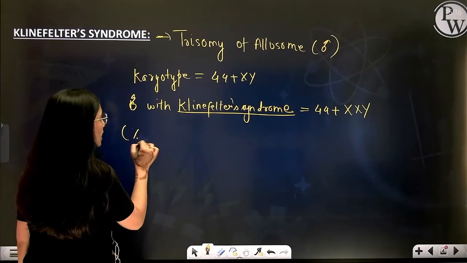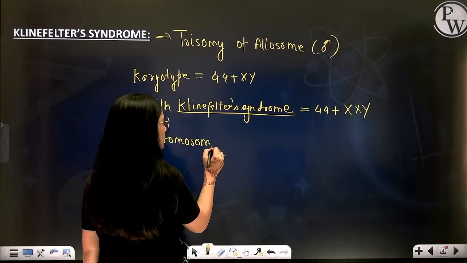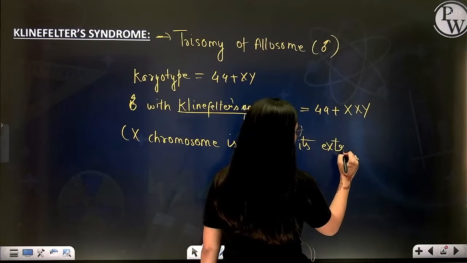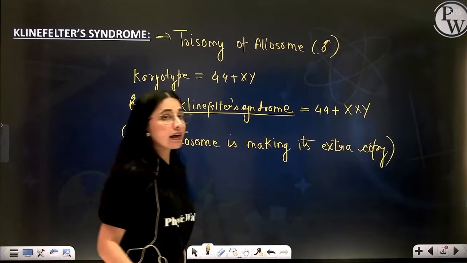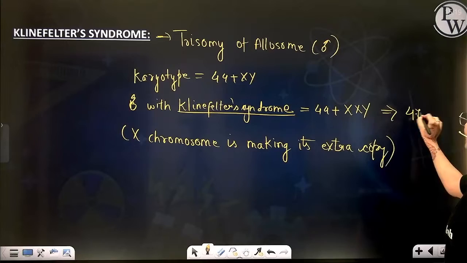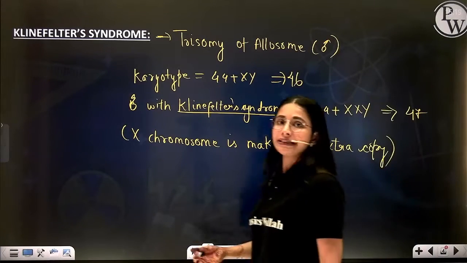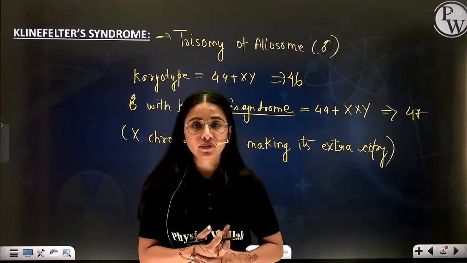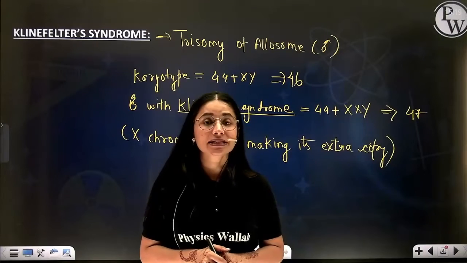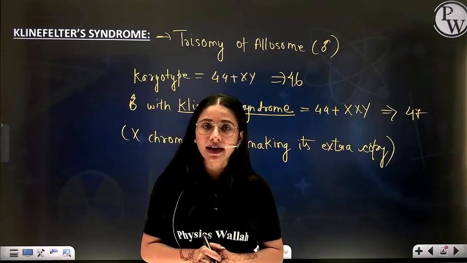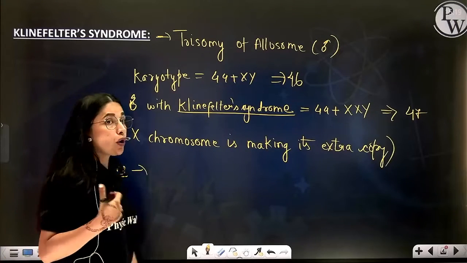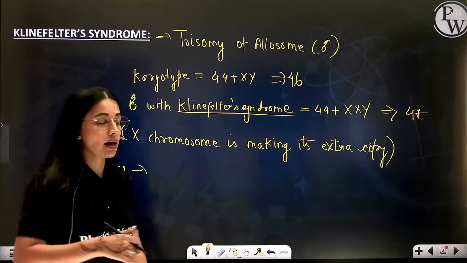That means here the X chromosome is making its extra copy, because of which the total number of chromosomes changes from 46 to 47. In normal condition there are a total of 23 pairs of chromosomes, but a male suffering from Klinefelter syndrome will show a total of 47 chromosomes. As I already told you, one of the X chromosomes has made its extra copy. I hope you have understood this. Such a male suffering from Klinefelter syndrome will show more female characters, called gynecomastia, right?